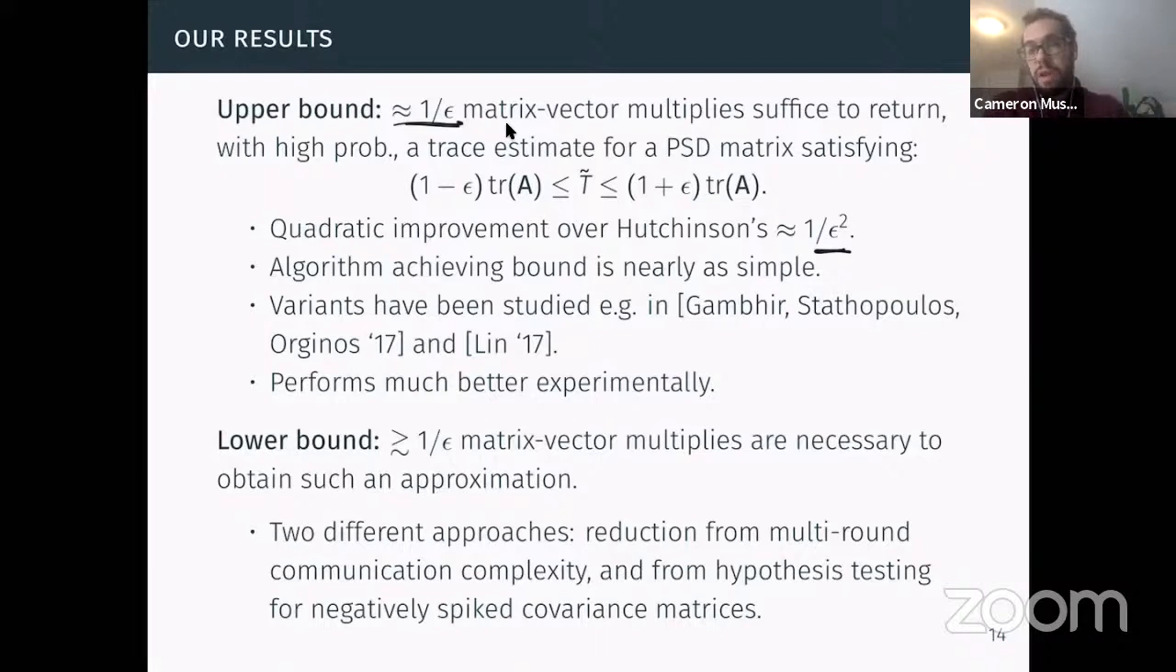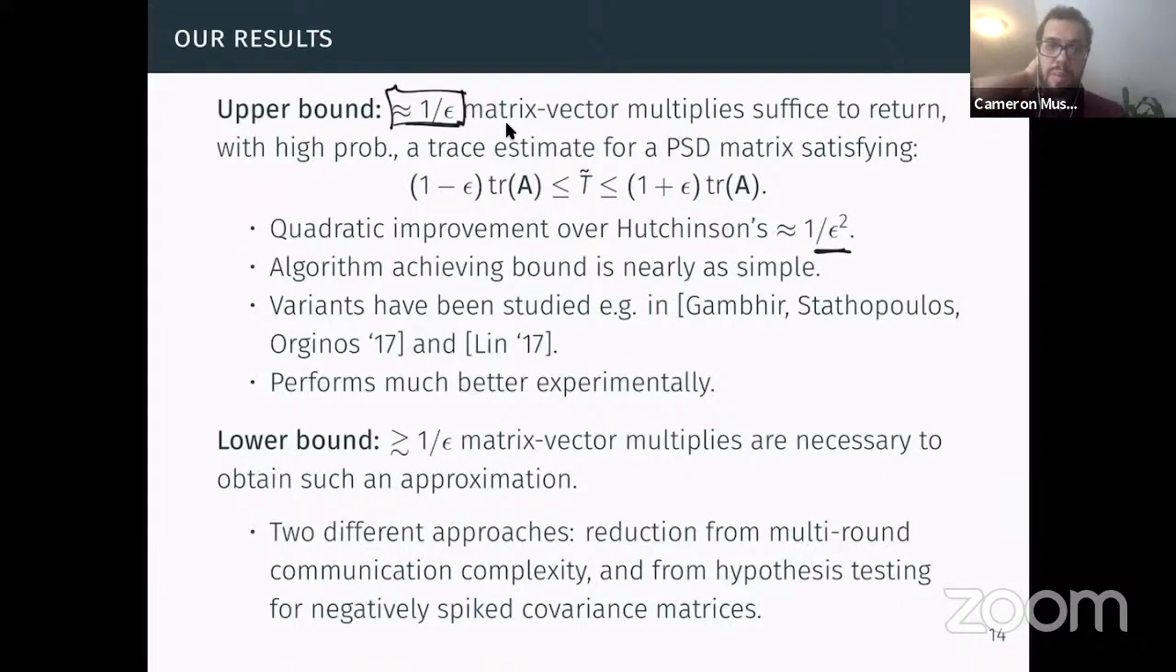The algorithm achieving this bound is super simple. I'll show you code for it later in the talk. You can write it in 5 lines of MATLAB. And it's simple enough that variants of it have been studied in the past in the literature, so we're not completely introducing a new algorithm. Probably the work closest to ours that has done a variant of this algorithm is by Gambhir, Stathopoulos, and Orginos. And then there's also work by Lin doing a very similar approach to what we're doing. So what we're really doing is a slight variant on these approaches and giving an analysis which shows that this 1/ε query bound holds. And this algorithm performs much better experimentally in lots of different applications as compared to Hutchinson's method. I'll show you those experiments at the end of the talk.